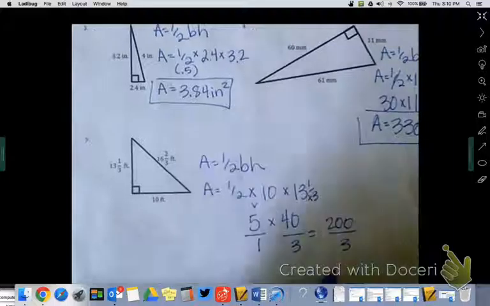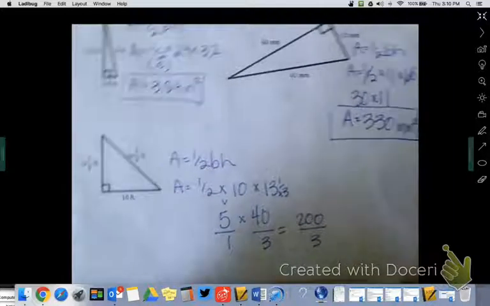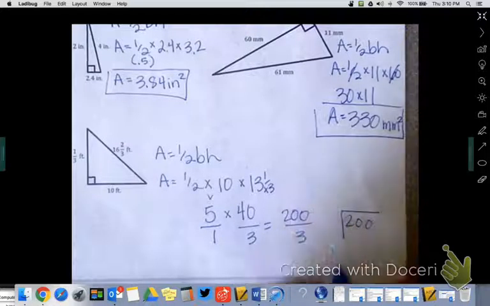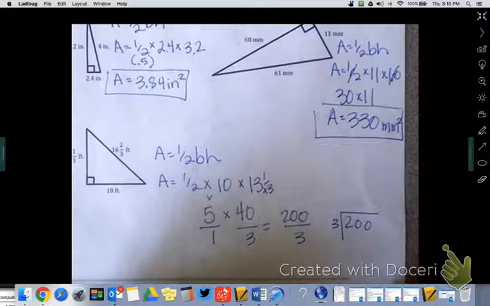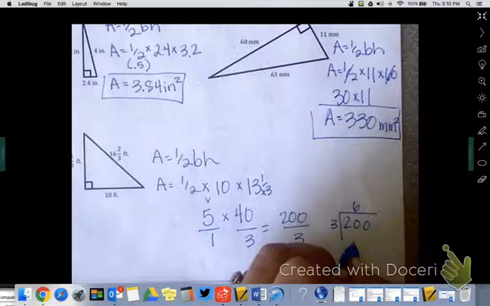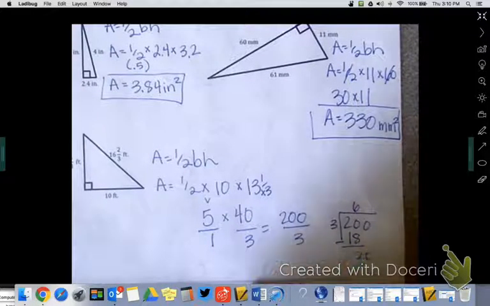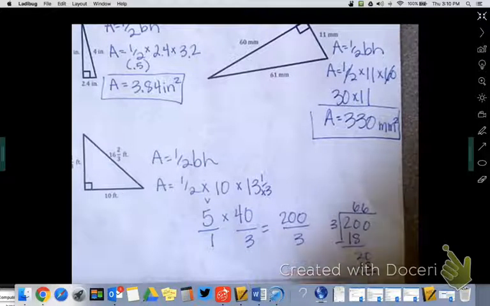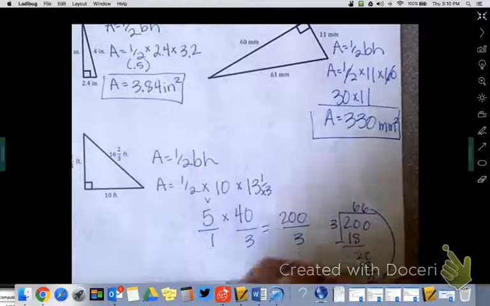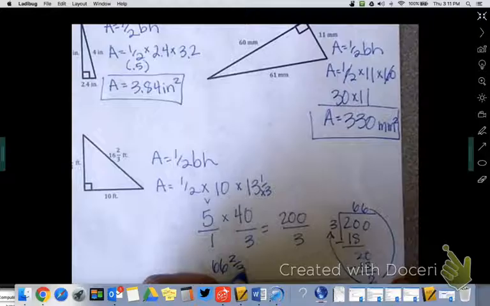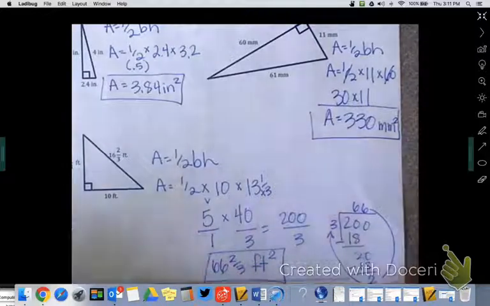I want to convert that improper fraction to a mixed number, so I take 200 divided by 3. 3 goes into 20 6 times. And my answer is 66 2/3 feet squared. How'd you do?